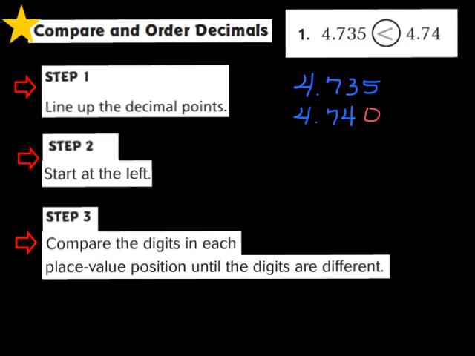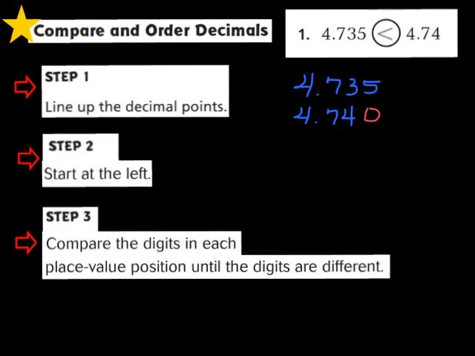Now I'm going to start comparing, and once again I'm going to start at the left. I notice that there are 2 4s in the ones place. So I can't do any comparing there because those numbers are equal. So I'm going to move on to the tenths place. I notice that I have 2 7s found in the tenths place. So once again, those numbers are equal, so I can't compare there.